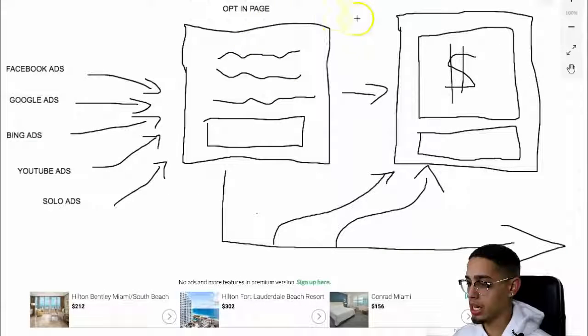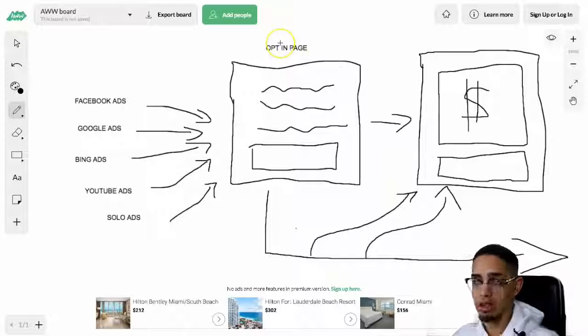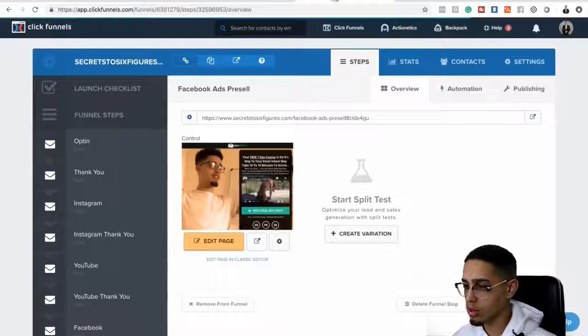I have an opt-in page, and then there's a pre-sale page. After they get to the pre-sale page, they get to the affiliate offer. So it's a three-step sales funnel. First, the opt-in page. Second, the pre-sale page or thank you page. Third page is the affiliate offer.